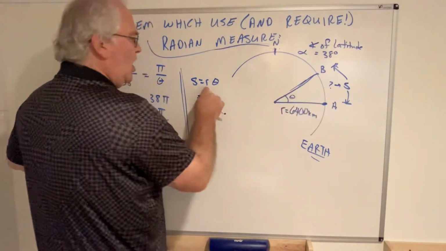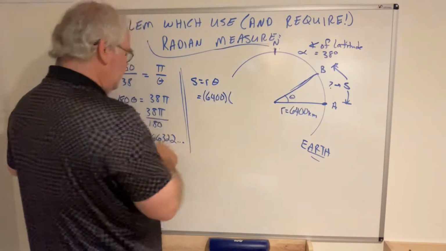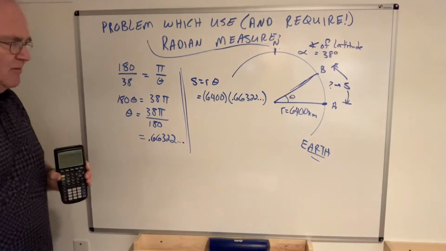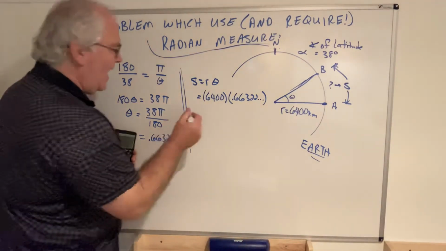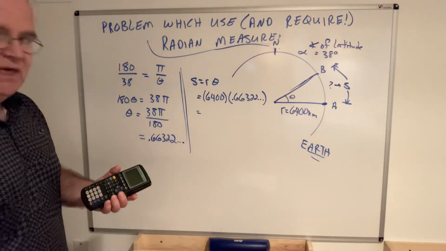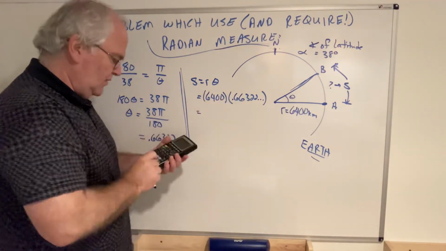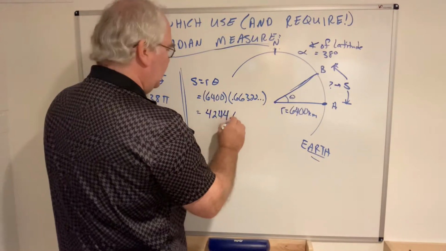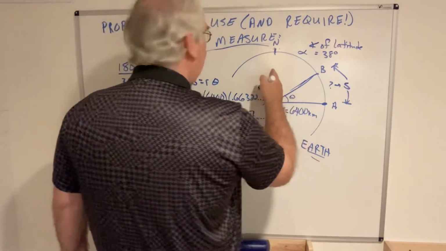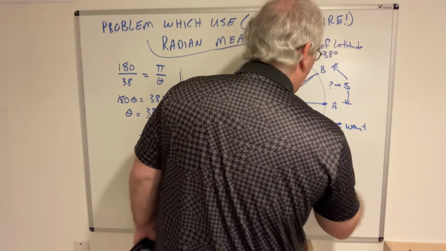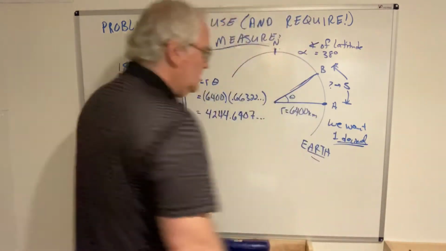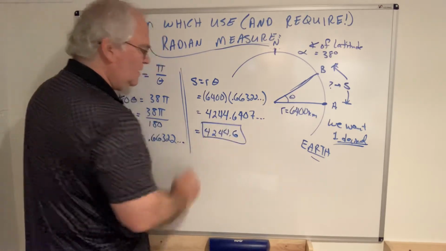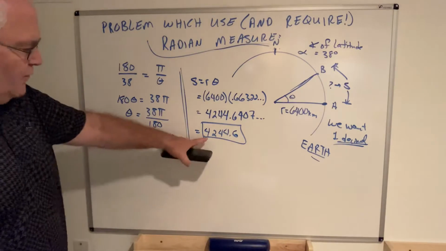The rest of this is straightforward. We need to find S. R is given, 6,400, times the value of theta, 0.66322. Put the dots. That way I know that you are using the entire decimal string that is left in the calculator. And now all you need to do is multiply that answer times 6,400. And now my answer is 4,244.6407. And let's assume that we want 1 decimal place. So we want to round this to 1 decimal place. Let's just write this as 4244.6. All right. So the distance between those 2 points on the Earth's surface is 4,244.6 kilometers.